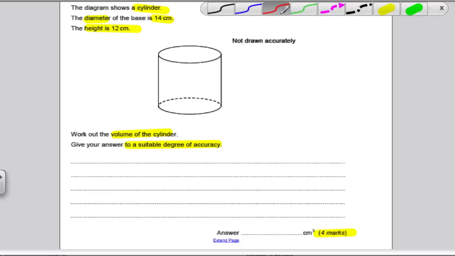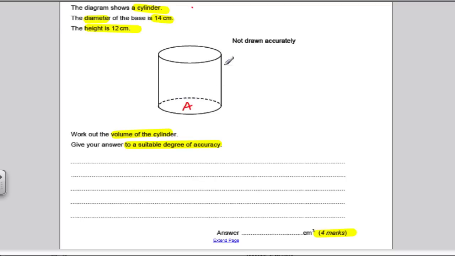Okay, well, how do we work out the volume of a cylinder? Well, we can work out the cross-section area of one of the sides, like the base. We can work out the area of that, and we multiply it by the height of the shape. Now, it tells us in the question the diameter of the circle is 14 centimeters. So we know that the radius of this circle must be 7 centimeters. We work out the area of the base or the top, it's the same thing, and we multiply it by the height, which is 12 centimeters. That would get us our volume.